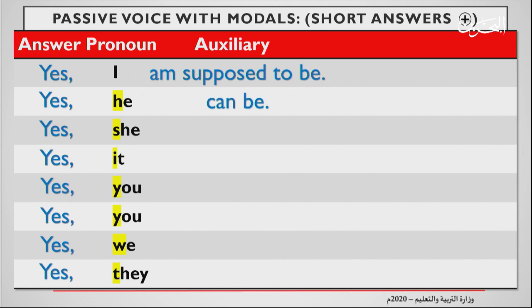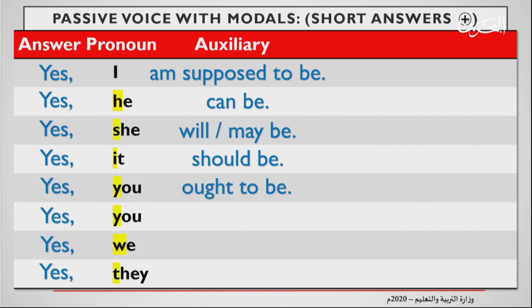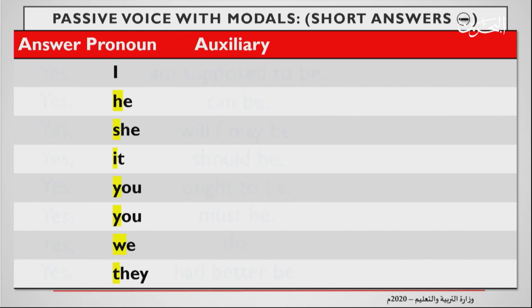For can, yes, he can be. Yes, she will be, or yes, she may be. Yes, it should be. Yes, you ought to be. Yes, you must be. Yes, we do. Yes, they had better be. All right. So let's jump to the short negative answers.